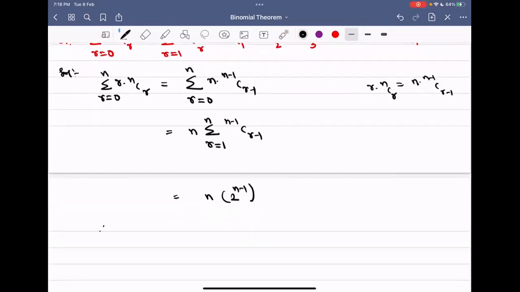Now, therefore, finally, you can write sigma R = 0 or 1 to N, R into NCR is equal to N into 2 power N minus 1.